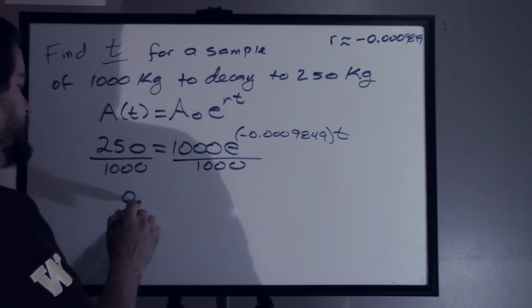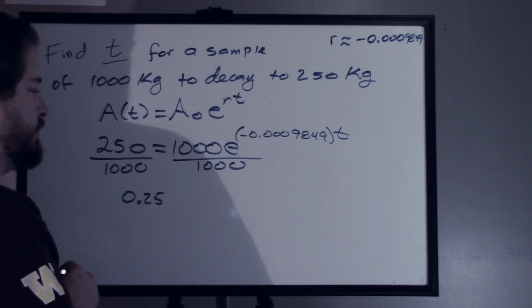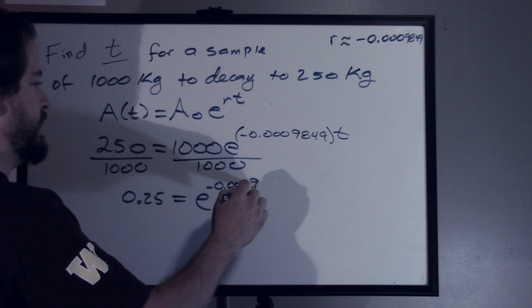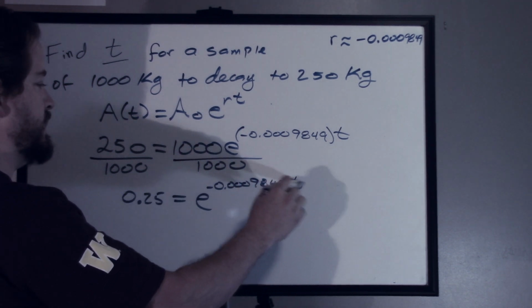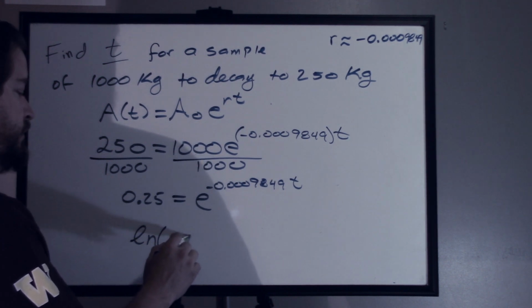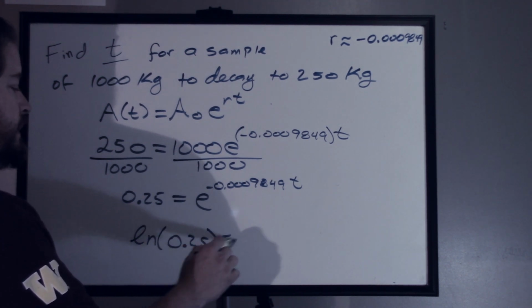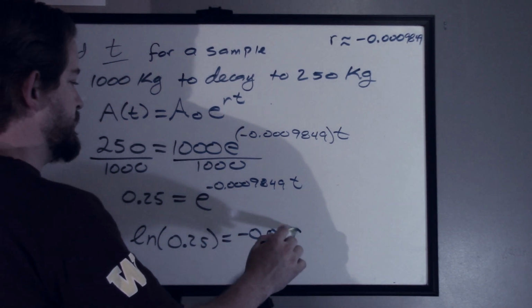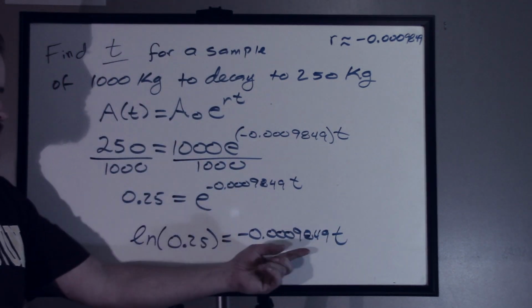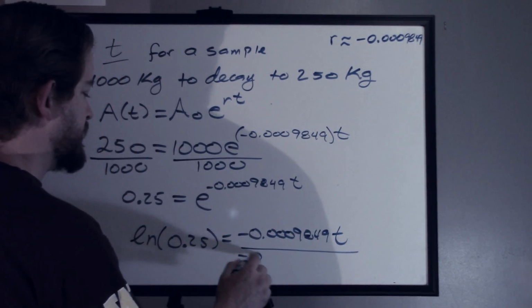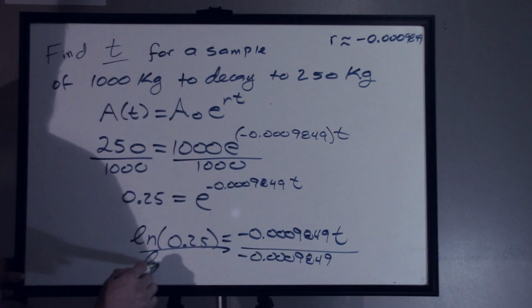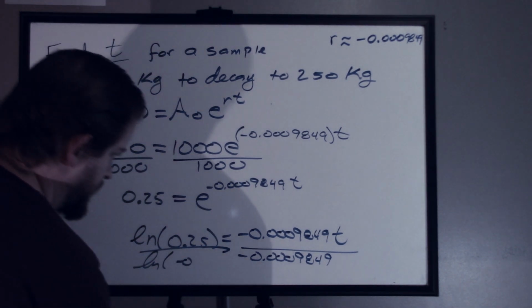This gives me 0.25 on the left, or 1/4 if you will, is equal to e to the negative 0.000989 t. Rewriting this as a log gives me the natural log of 0.25 equals negative 0.000989 t. And then I want to isolate the t, so I'll divide each side by negative 0.000989. Oops, not a log.